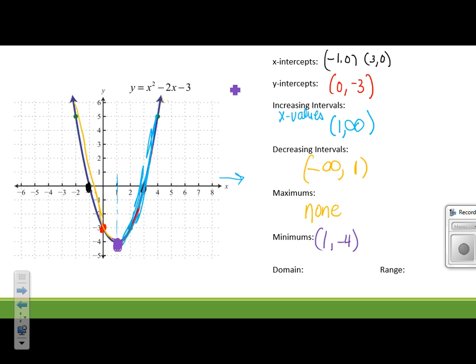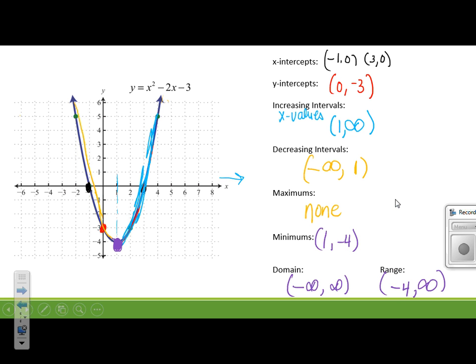And then the domain, if I were to fold over for the domain, I'd run into an arrow. If I fold over the right side, I'd run into an arrow. So this is negative infinity to infinity. And the range, if I fold up to this point, it would be negative 4. And it goes all the way to positive infinity.